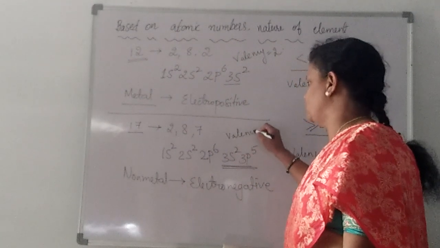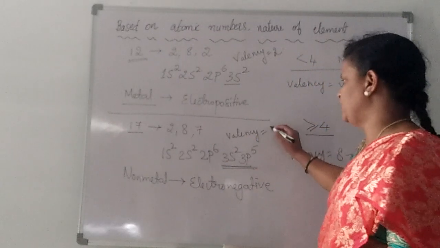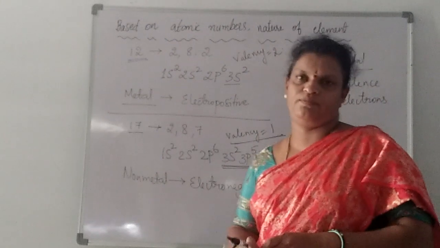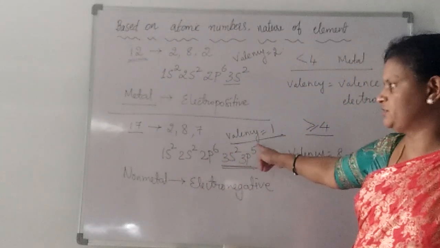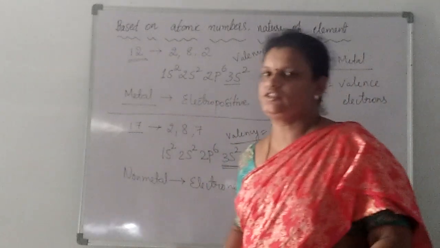Valency is equal to 8 minus valence electrons. 8 minus 7, how much are we getting here? Valency is 1. Right? So we can say the valency is 1 for this element and 2 for this element. Some other examples we'll also see.